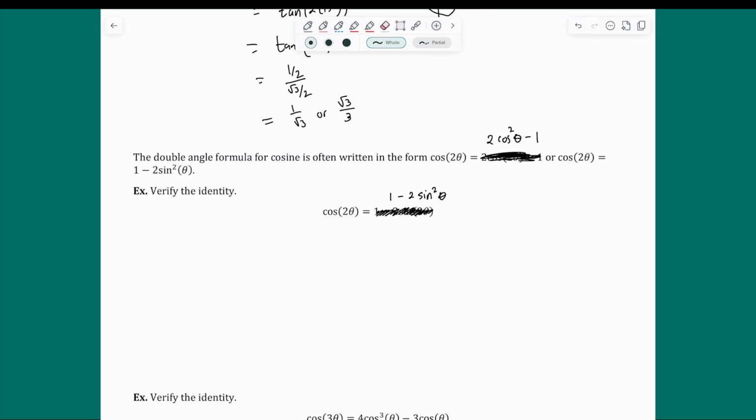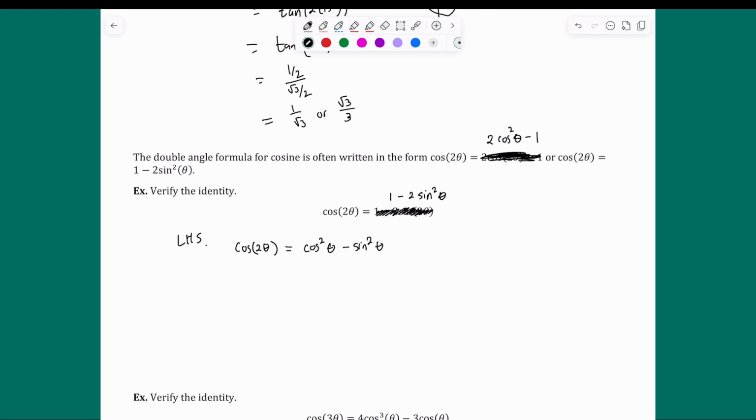The double angle formula for cosine is often written in the form cosine of 2 theta equals 2 cosine squared of theta minus 1, or cosine of 2 theta equals 1 minus 2 sine squared of theta. So let's go ahead and verify this equivalent identity. So cosine of 2 theta equals 1 minus 2 sine squared of theta. Alright, so to do this here, we'll start with the left-hand side, and we have cosine of 2 theta. So from earlier, we saw that's equivalent to cosine squared of theta minus sine squared of theta, using the double angle formula for cosine.